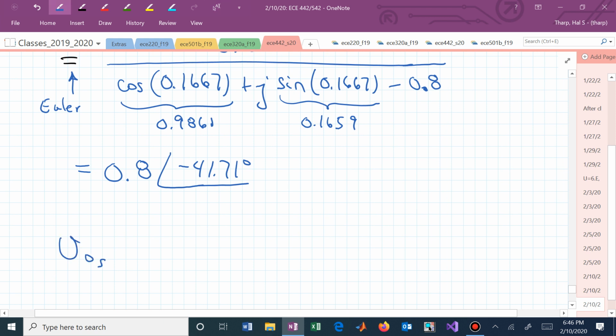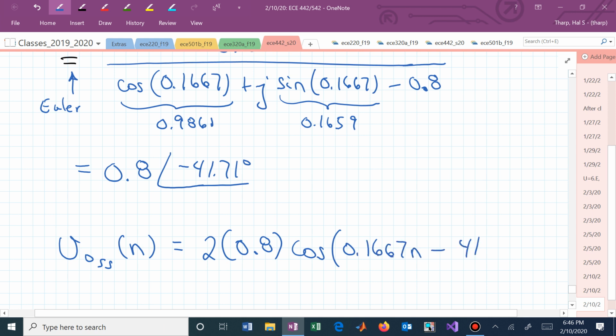Leaving you with a sinusoidal steady state output of 2 times that change of 0.8 cosine of 0.1667 n minus 41.71 degrees. And this is 1.6, and you could compare that with what we had in the continuous time case. That should finish up this frequency. It went kind of quick at the end, but I hope you know where all the dots are that you can now connect and color in. So we'll pick up with new material next time with the inverse z transform.